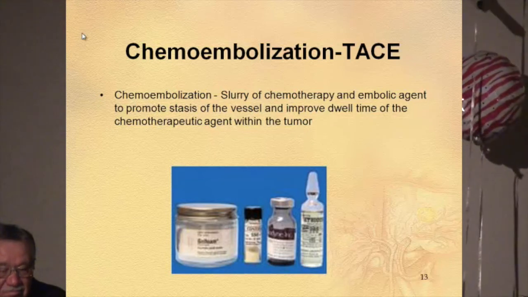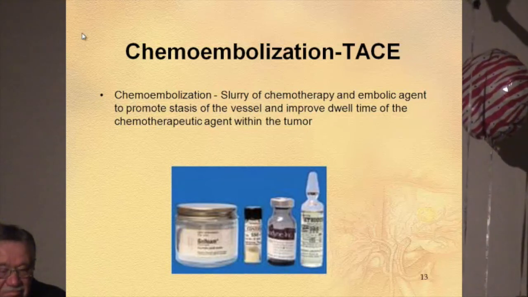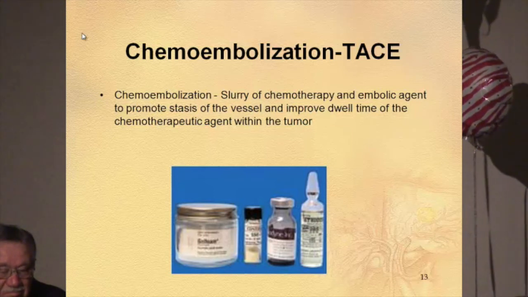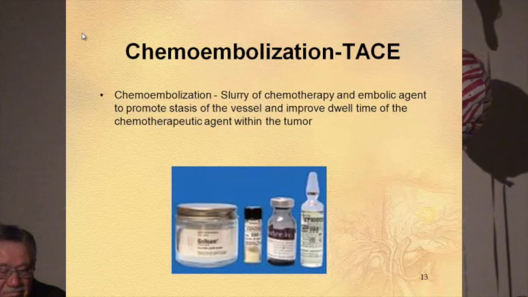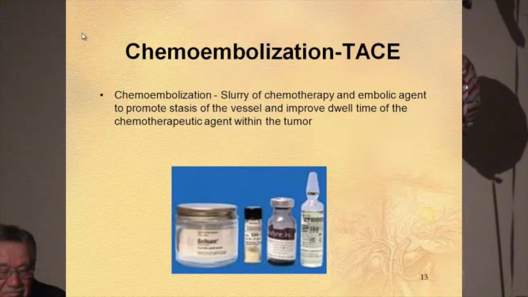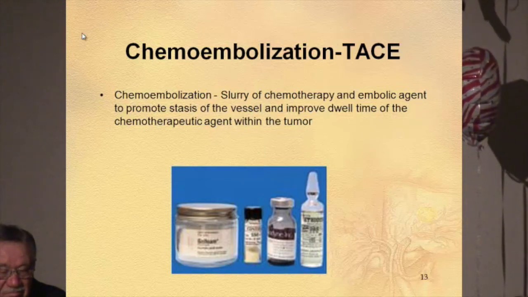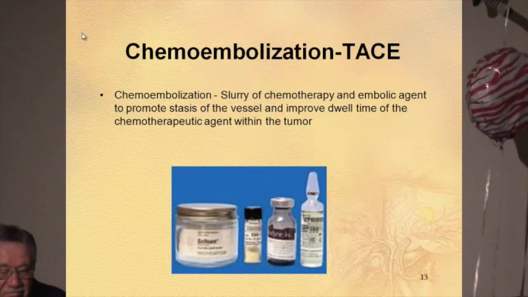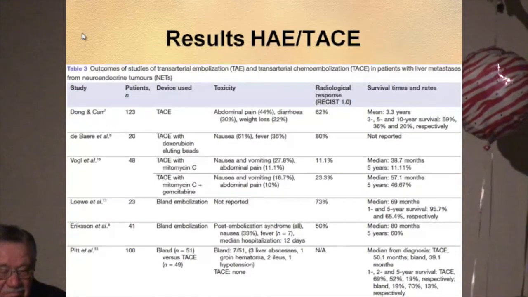Chemoembolization is mixing a chemotherapeutic agent along with an embolization product. And the idea is that when you inject this material, it's going to travel downstream, get stuck in the tumors, but because you've blocked off the blood supply, it's not going to wash out quite as easily. So there's increased dwell time where the chemotherapy is in proximity of the tumor.